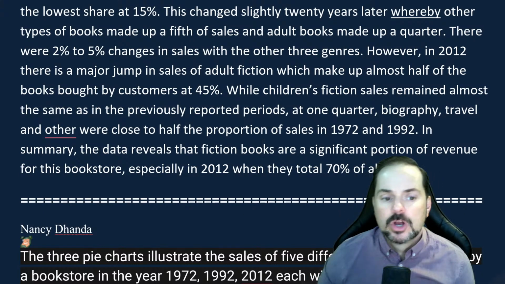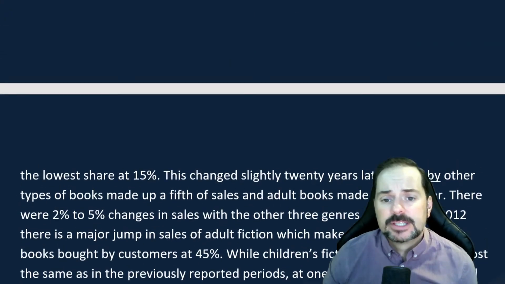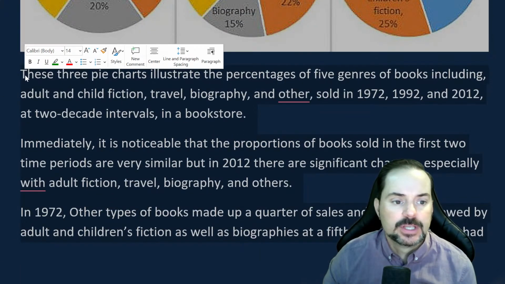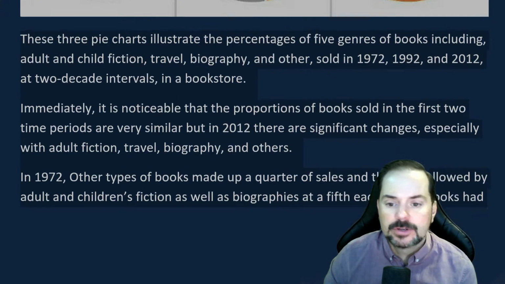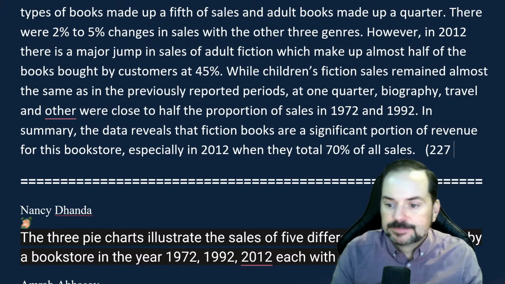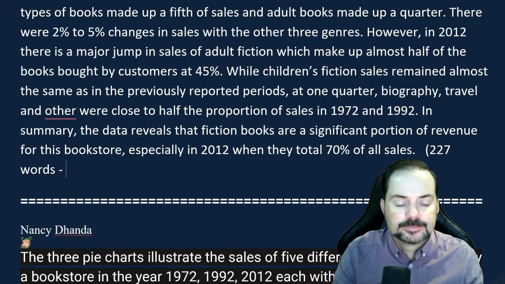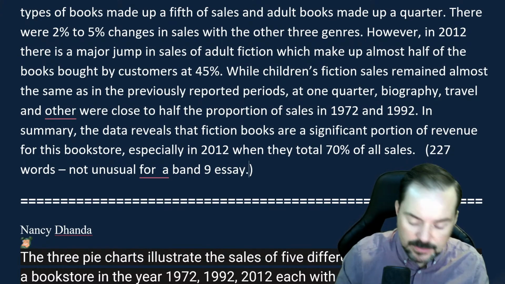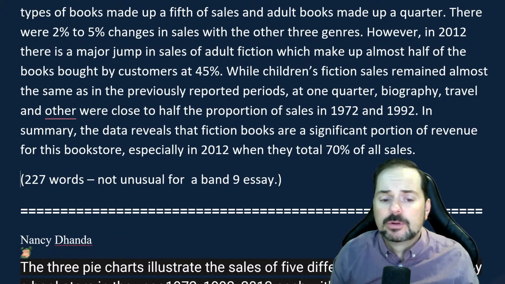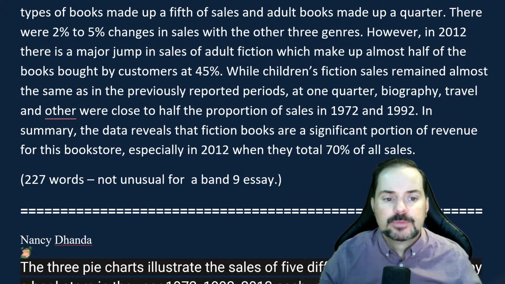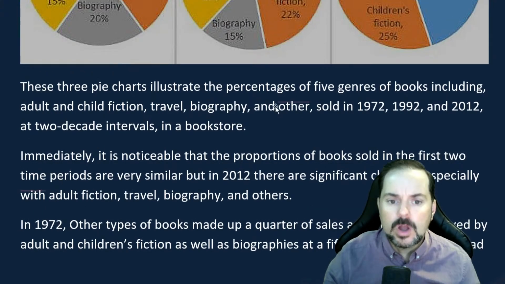Okay, so again, we're doing a band 9 level example here. Keep that in mind, students. Now let's see how many words we have here altogether. This is 227 words, and that's not unusual for a band 9 essay. It's 150 words minimum, but it's almost impossible to get a band 9 score on a task 1 with just 150 words. Usually you have missing information.